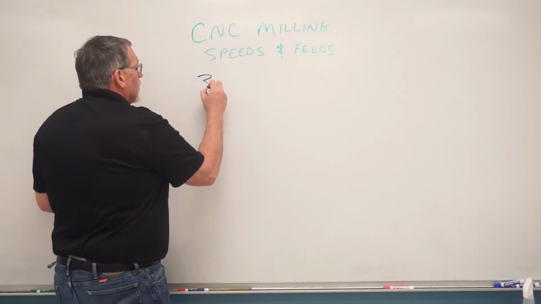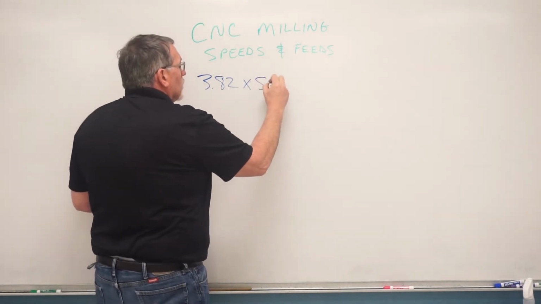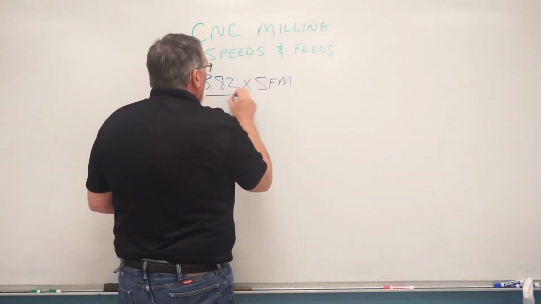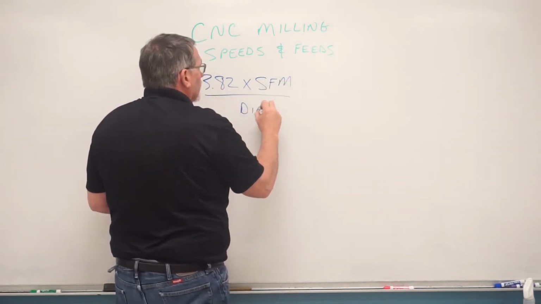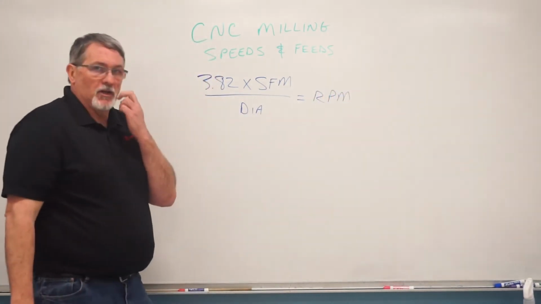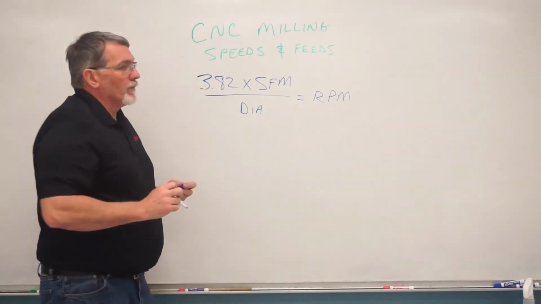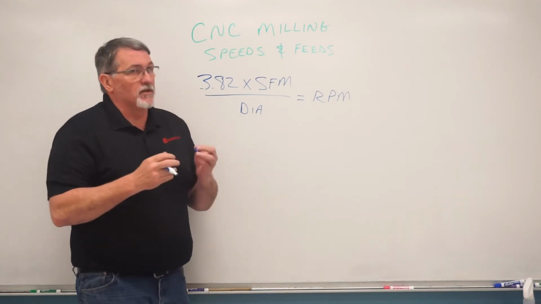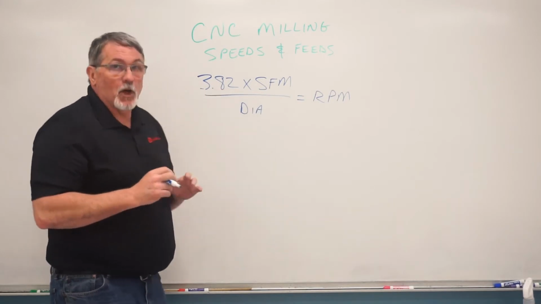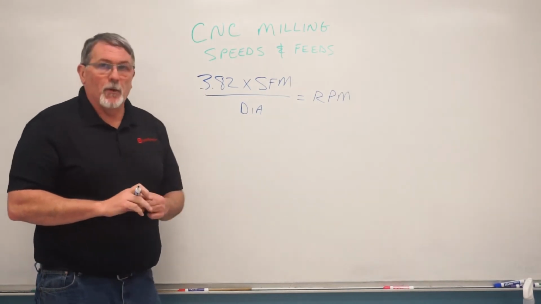It goes like this. 3.82 times surface foot per minute divided by the diameter. That is going to equal our RPMs. So let's take a look at this for a minute. 3.82 has to do with the change from inches to feet, so it's a 12 divided by pi. Don't worry about that. That's a constant. And that constant, we're always going to use 3.82.